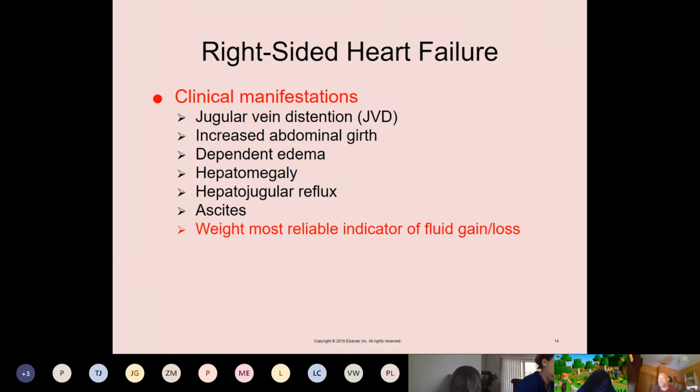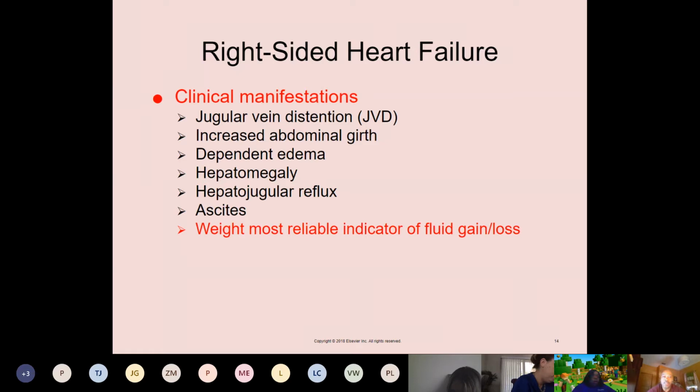All right, so look at the right side of the heart, and look at the symptoms, the clinical manifestations. You have JVD that I talked about. You have increased abdominal girth because that fluid is leaking into your abdominal tissues and causing ascites. If you have ascites, you're going to have an increased abdominal girth, because all that fluid is backing up. You have the dependent edema that I've talked about to your lower extremities. You have the enlarged liver. You have a hepatojugular reflux, that blood is just going back, and ascites.